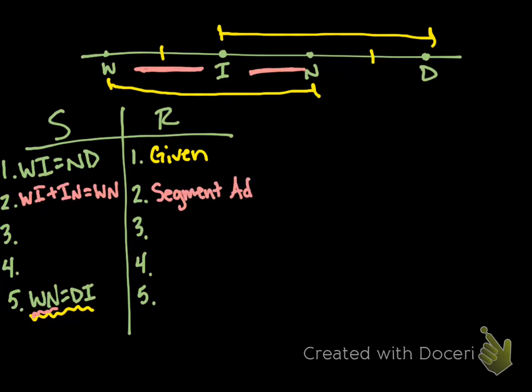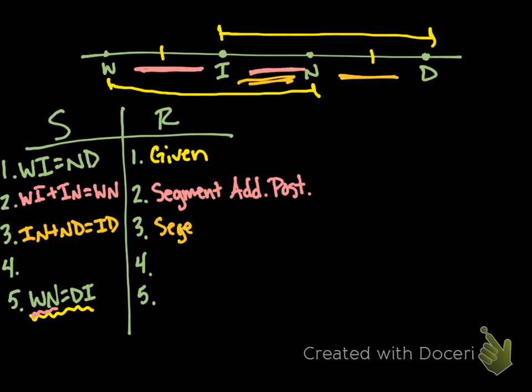And you can shorten this a little bit if you want. All right, so to get to DI, DI is the same as IN plus ND equals ID or DI. This is our segment addition postulate here also.